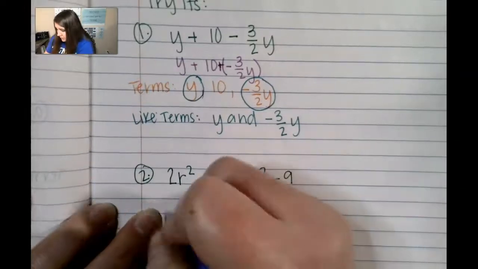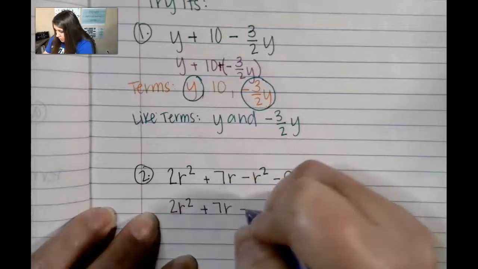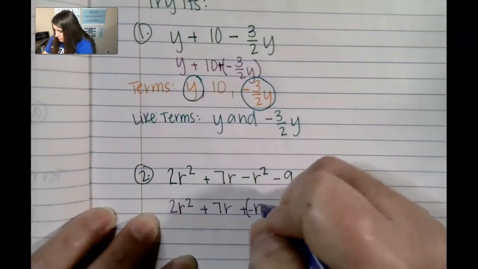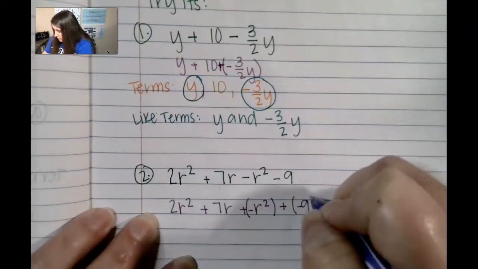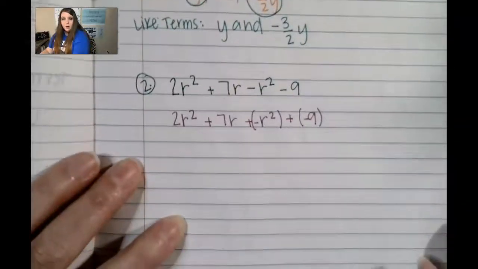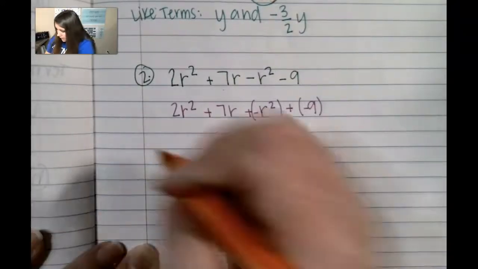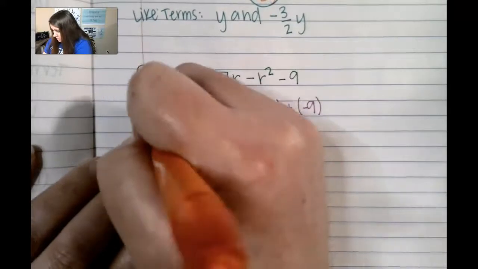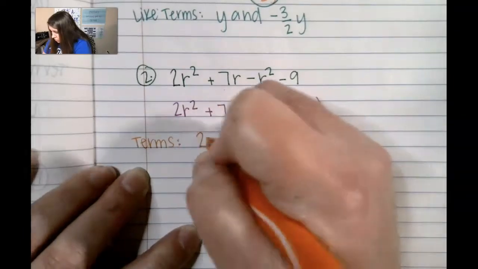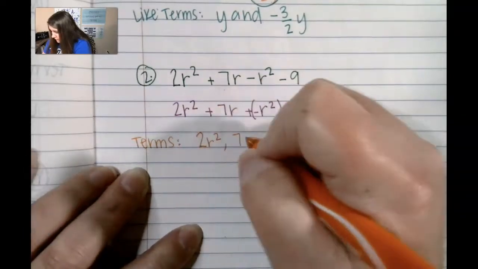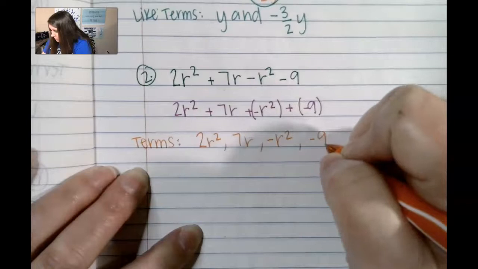Okay, and now let's go ahead and check out our next problem. We're going to rewrite this. So we have 2r squared plus 7r plus a negative r squared plus negative 9. Okay, now we're looking at the terms. So our list of terms that we have, the terms that we're working with today, the ingredients to make up this math recipe are 2r squared, a 7r, a negative r squared, and a negative 9.